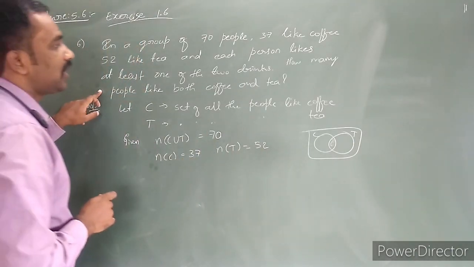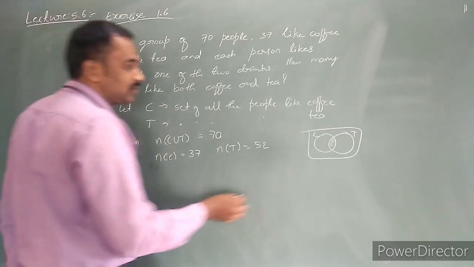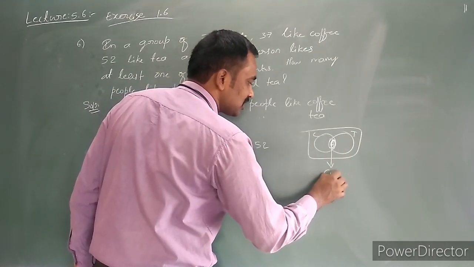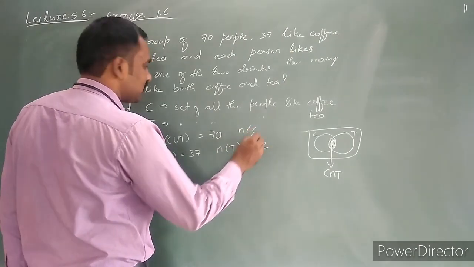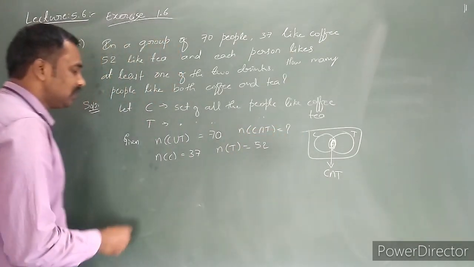Then what we need to find? How many people like both coffee and tea? Both is nothing but common people. How many are there? This is the intersection that we need to find. N of C intersection T is equal to how much?